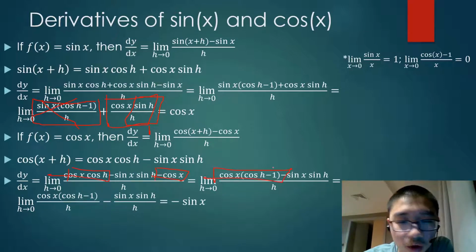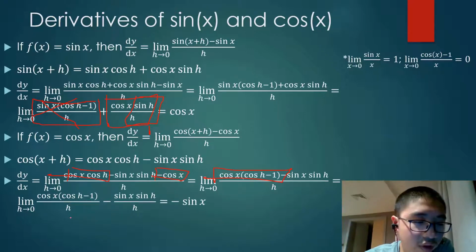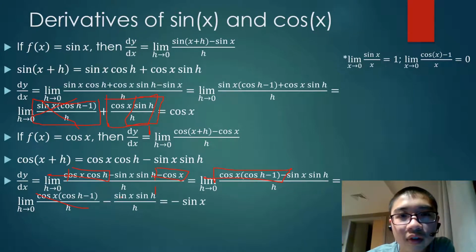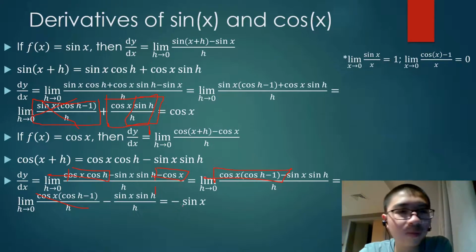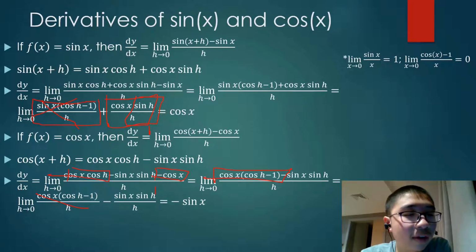We separate this limit into two different limits, and we evaluate each limit separately. For the first limit, cosine h minus 1 over h, as h approaches 0 is 0. This term cancels. Sine h over h, as h approaches 0 is 1. So this term is 1. 1 times negative sine x is just negative sine x, which means the derivative of cosine x is negative sine x.